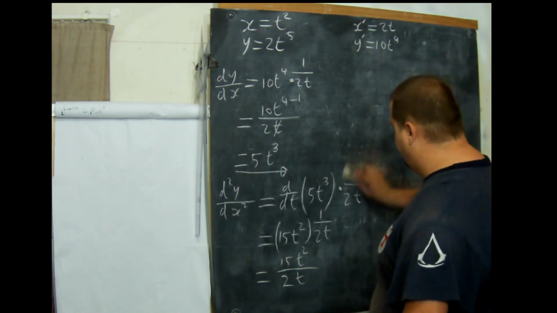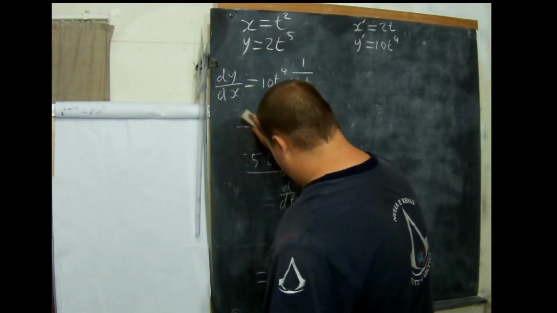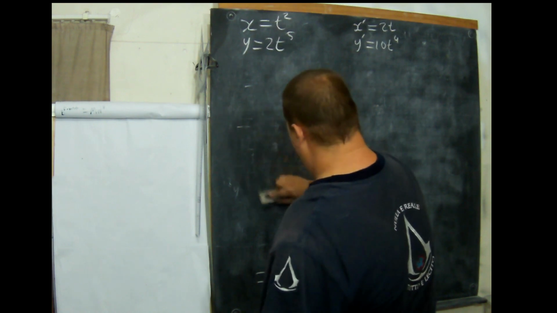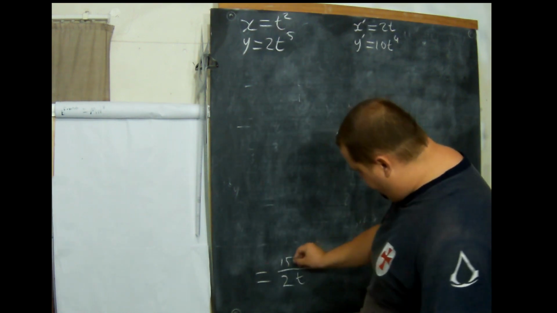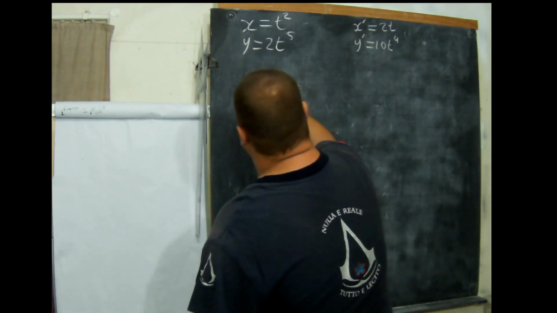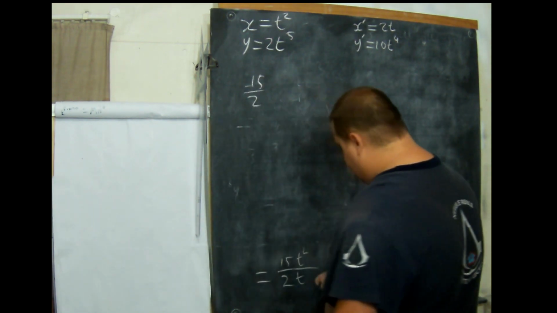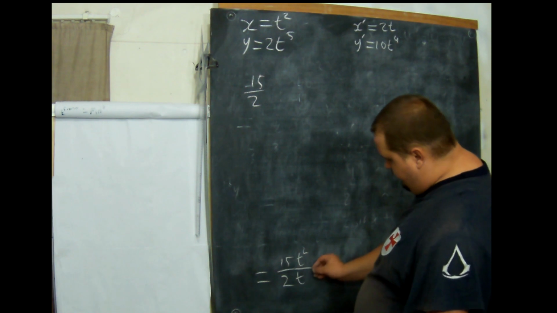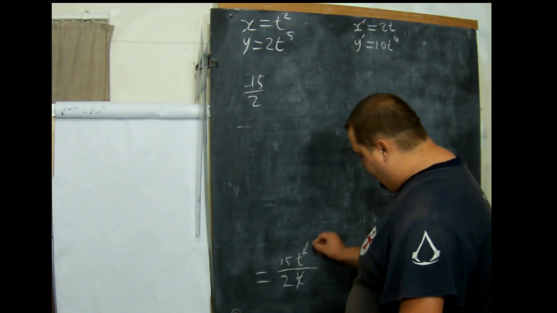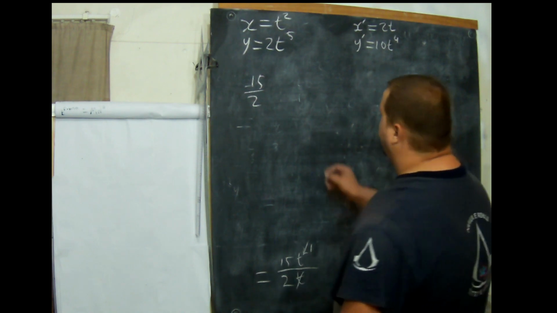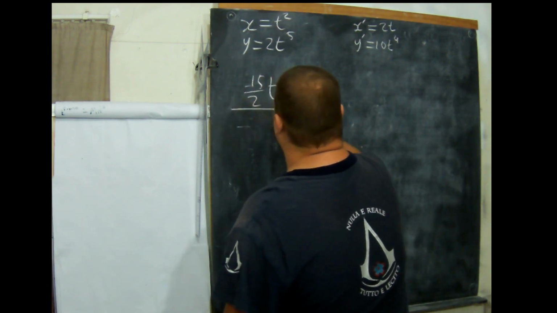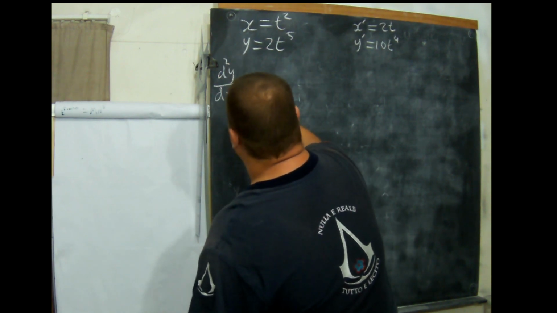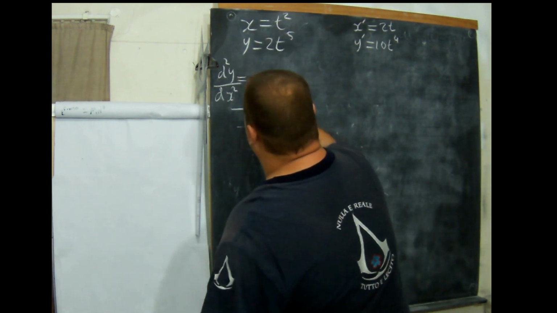I'm just going to erase up here so that we have a bit more space to work with. So 15 over 2, you can't do anything with that. So that stays 15 over 2. And then it's t squared divided by t. So the t here cancels, and you're left with t to the power 1. So 15 over 2 t is your d squared y over dx squared.